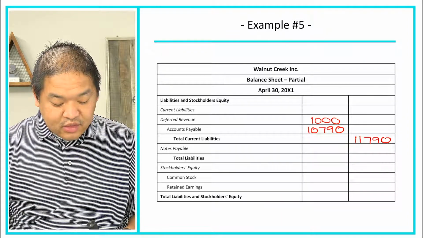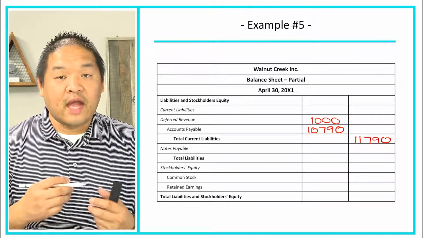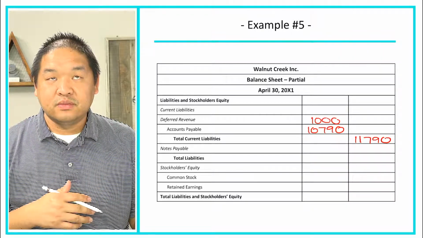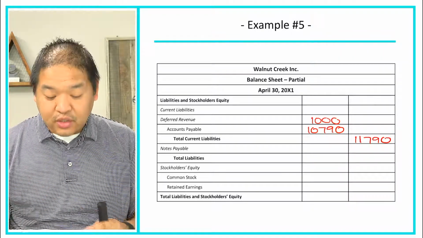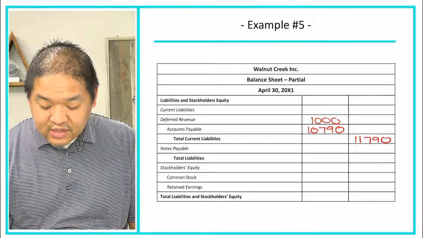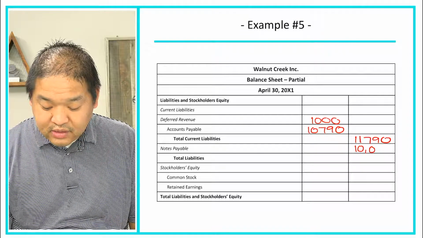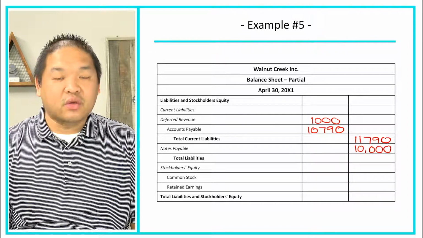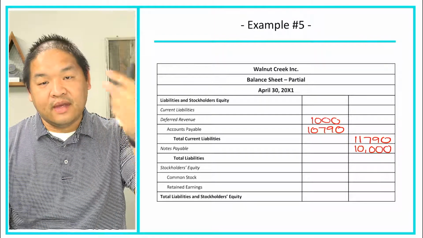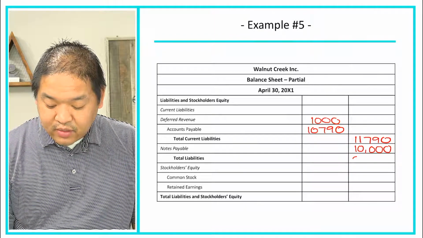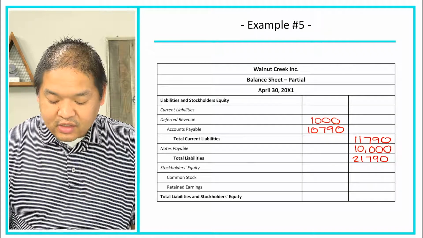The next we have is notes payable. In this case, notes payable, we don't actually add up all the long-term liabilities. So I'm just going to put the notes payable on the far right. So $10,000 is the number that I have. So my total liabilities would be total short-term and my total long-term. In this case, $21,790. Okay.